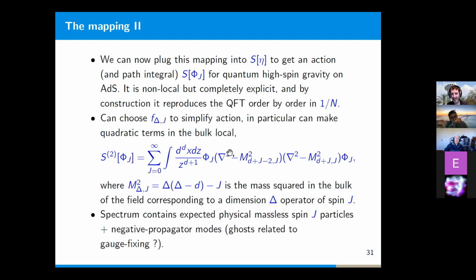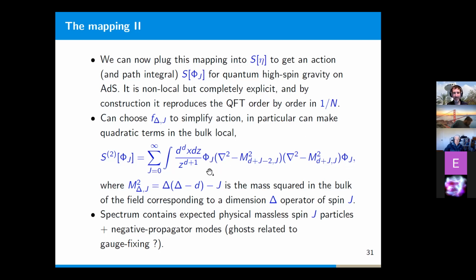Unfortunately, we find this kinetic term that's quartic in derivatives. That also gives us some ghost modes that are massive. So in addition to the physical modes, we find here some massive ghost modes whose propagator is negative. We don't completely understand what the role of these ghost modes is. Presumably, they're related to this huge gauge fixing that we had to do.